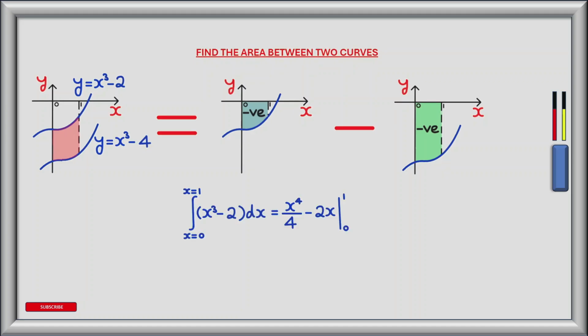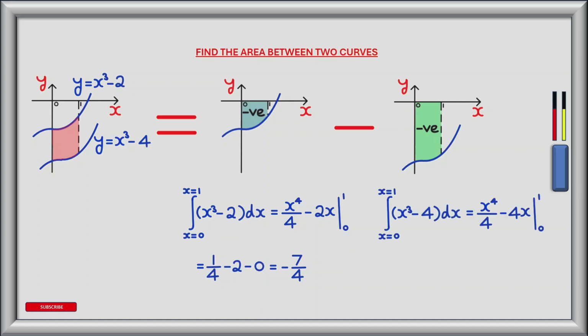If we now integrate the function x cubed minus 2 across the interval x equals 0 to x equals 1, we'll find the area of the blue shaded region. So using the power rule to evaluate this, we have x to the power of 4 divided by 4 minus 2x. And if we plug in the limits of integration of 1 and 0, we get a quarter minus 2 minus 0, which equals minus 7 over 4.